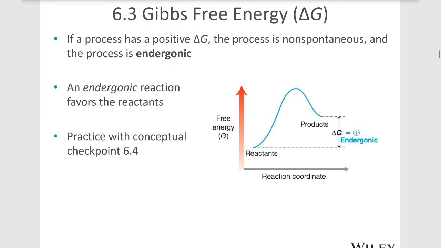So if a process has a positive delta G, the process is non-spontaneous and therefore endergonic. So we've got our starting materials at a lower energy than our products. So our starting materials are going to be at a lower starting point. So they're down here, and our products are up here at a higher free energy. And so our reaction is going to be consuming energy. Okay, and so that's going to be a positive delta G, which means it's endergonic, which means it favors starting materials.